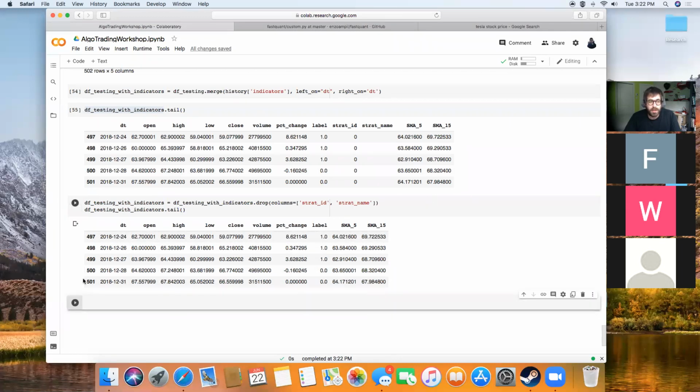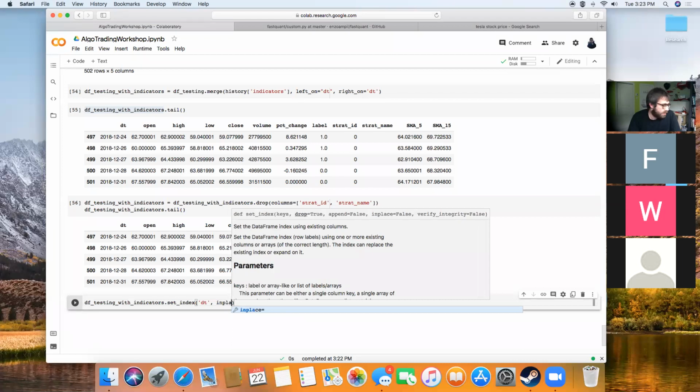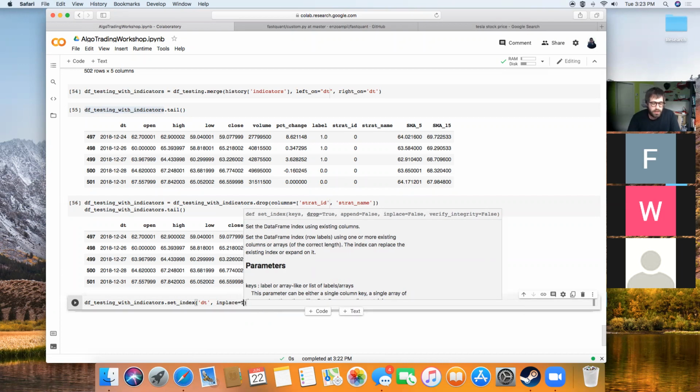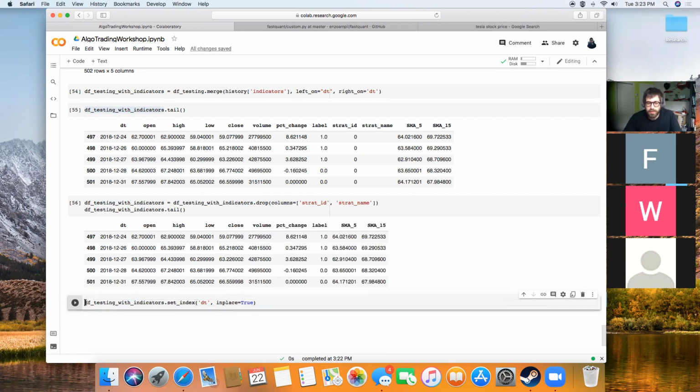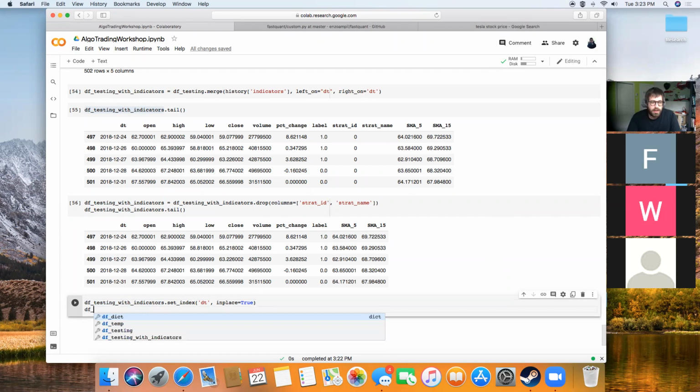If you're importing your own data, this is some of the cleaning that you might need to do, to get it to the same pandas data frame that is required to be passed to the backtesting. So DT has to be the index instead of 0, 1, 2, 3. So to do that, we're going to use a function on the data frame, set index, and we're going to specify DT, and we'll do it in place. In place means we don't have to say equal to a new one, it will just change it in place.